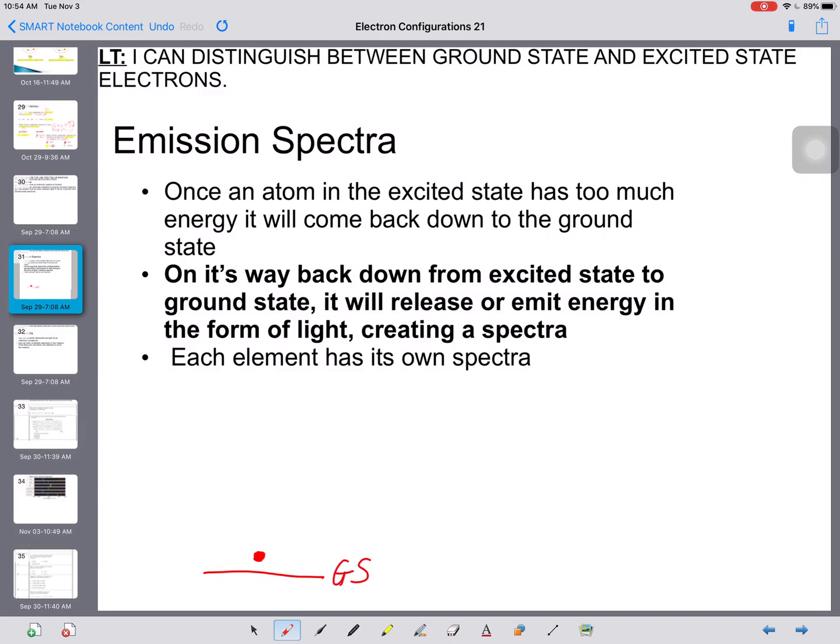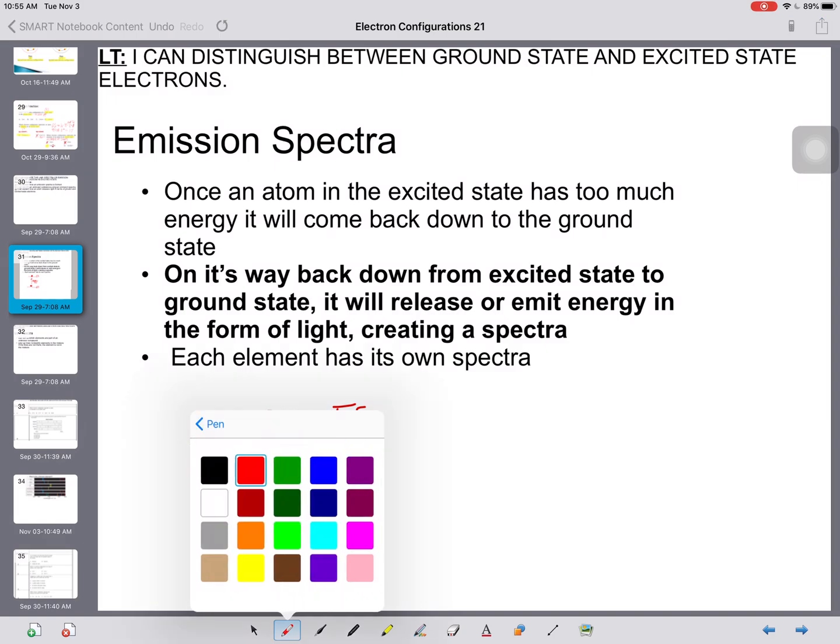Now, when the atom becomes excited, one of those electrons gains energy, right? So energy increases and it goes up to excited state. So when it goes from ground state to excited state, energy increases. So the electron jumps up to a higher orbit, because it increases energy, it became excited.